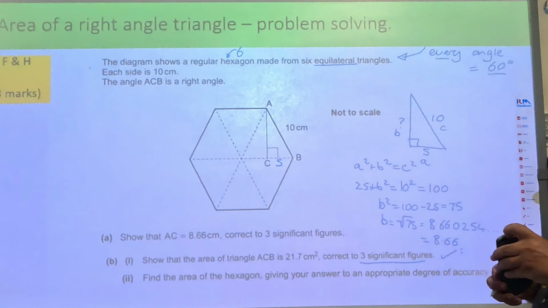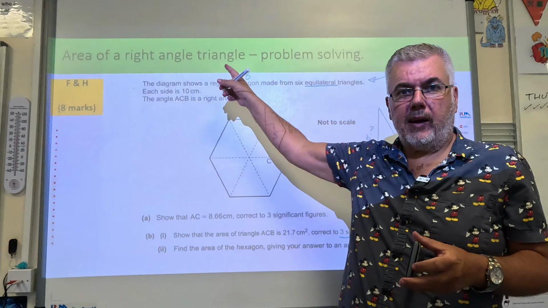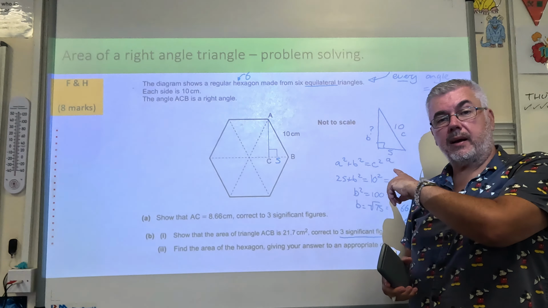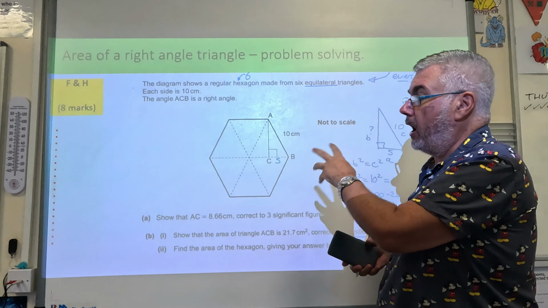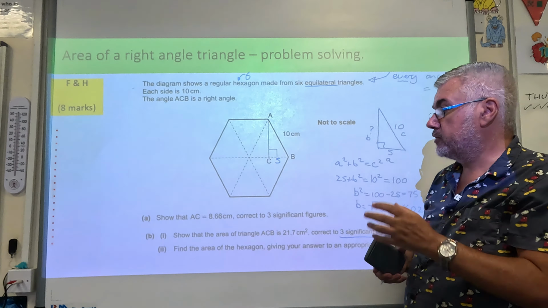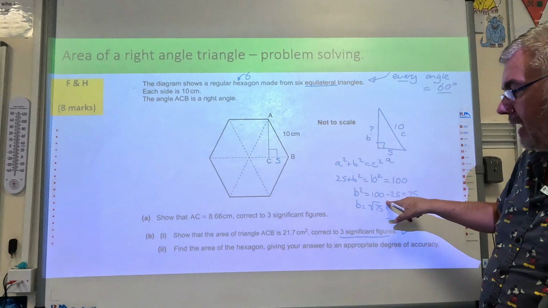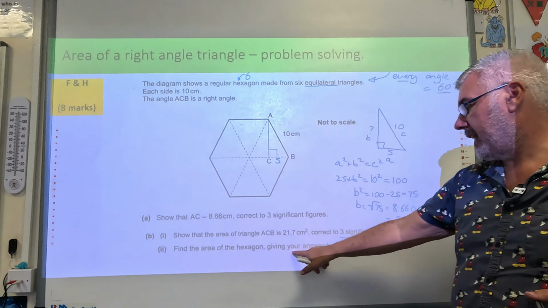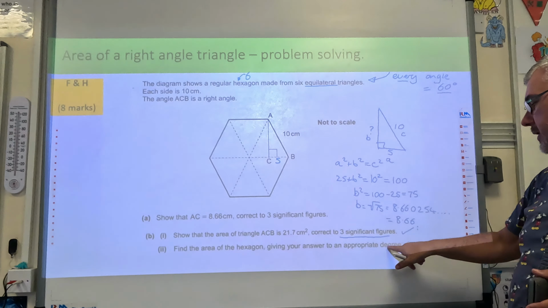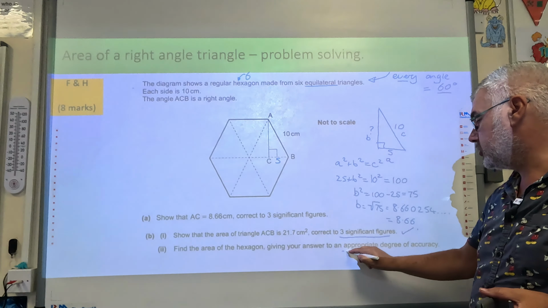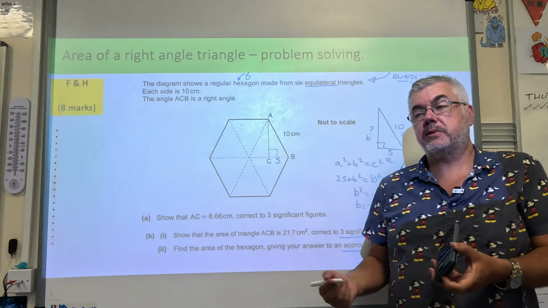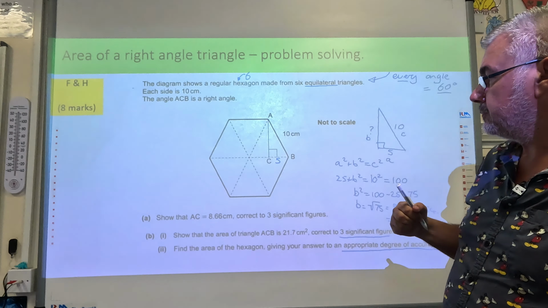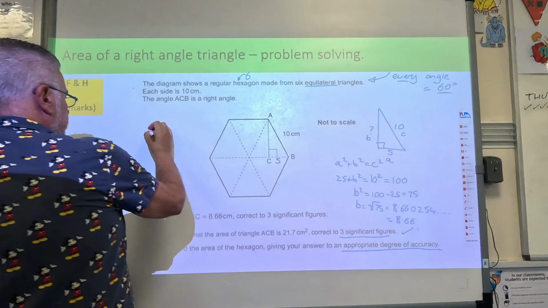It's on Pythagoras. Even though we're looking at the area of a right angle triangle, I've had to use a bit of Pythagoras. They love the questions towards the back of the paper for foundation and anywhere on higher to use a mixture of topics. It says find the area of the hexagon, giving your answer to an appropriate degree of accuracy. This means I can choose my own. I can choose how I round it, if I choose to round it at all.